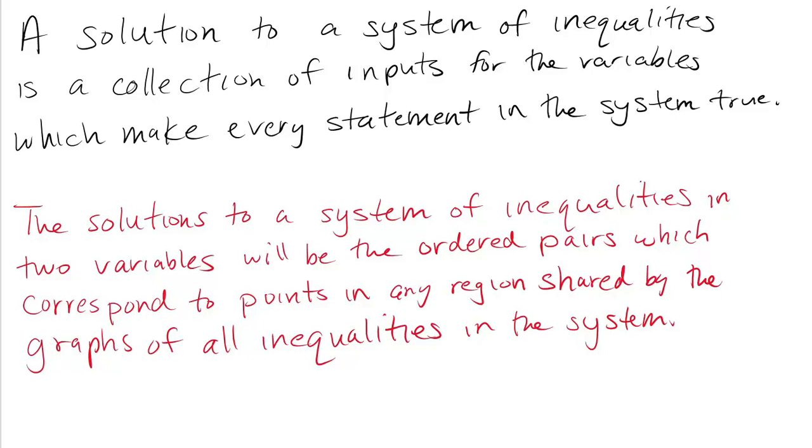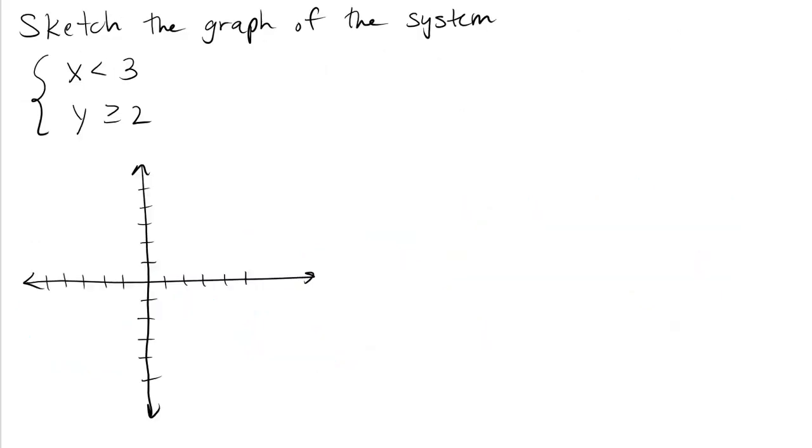The solutions to a system of inequalities in two variables will be the ordered pairs which correspond to points in any region shared by the graphs of all inequalities in the system. So we're going to find the solution to each individual inequality and just look for where those solutions overlap. That region will be the solution to the system. Here's a simple example of that.